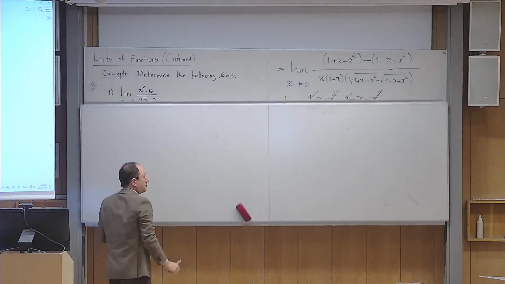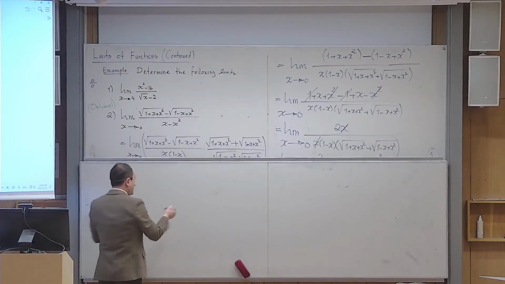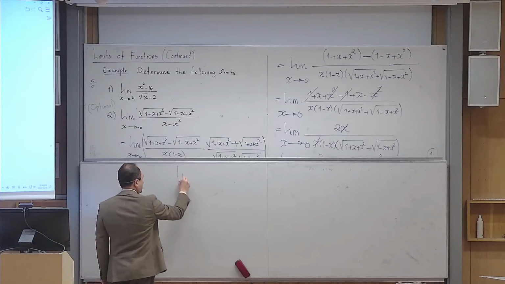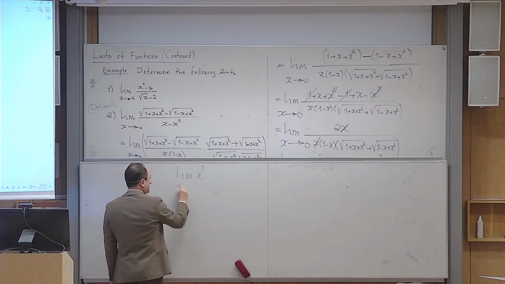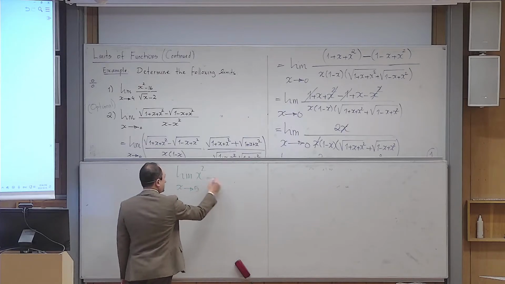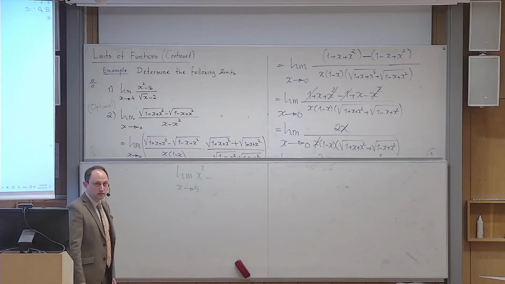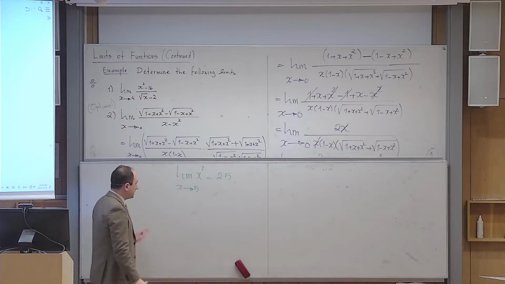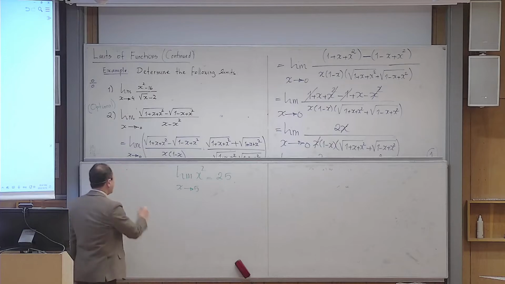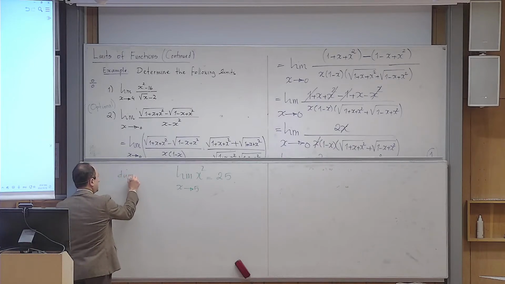So here, one thing that I want to mention, can you just tell me, this is a very simple question. If I ask you what is the limit of x to power 2, x goes to 5, what's the answer? 25. One thing that I want you to mention is that this x is called a dummy variable.